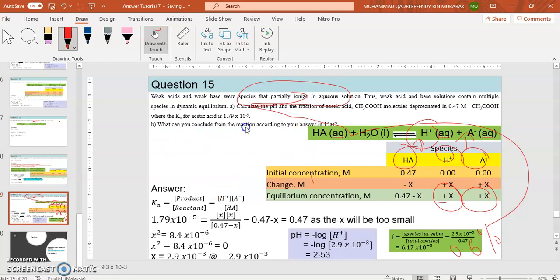And B, what can you conclude from the reaction according to your answer in 15A? You need to try to explain the phenomena of this solution. So I will leave this question to you, and you can try to do it by yourself, and try to explain it based on my tutorial. I believe you already can answer this question.